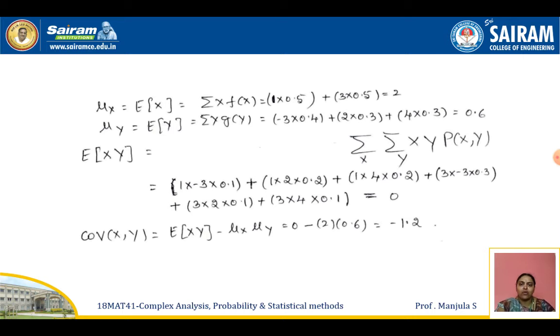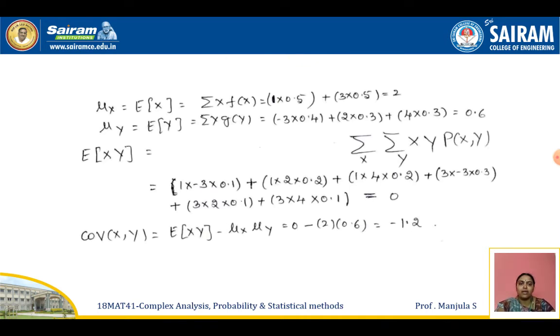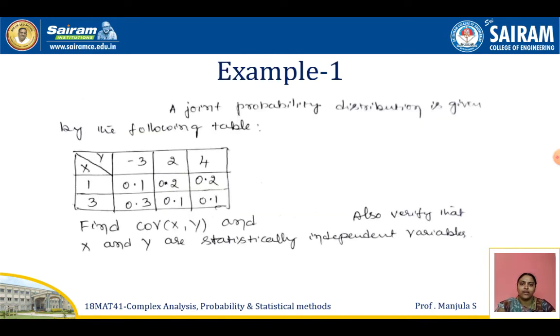Now we'll write the formula for covariance. Covariance of xy equals expectation of xy minus mu x into mu y. Substitute the obtained values and simplify, and we get the solution as minus 1.2. In the question they asked us to find the covariance of xy, so that value we got.